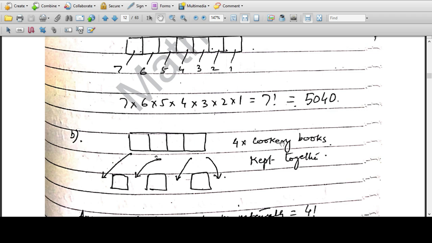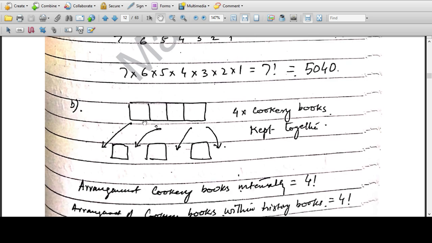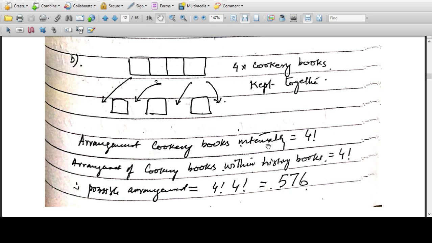And part B, 4 cookery books are together. So they are kept together. They may be placed here, these 4 cookery books, and this is 3 history books. So this may be placed here, here, here, and here. So all possibilities. This has 3 and 4 factorials. So this is together, so within this they have 4 possibilities, and with arrangement of this 3 we have 4 possibilities. So this becomes 4 factorial and 4 factorial.